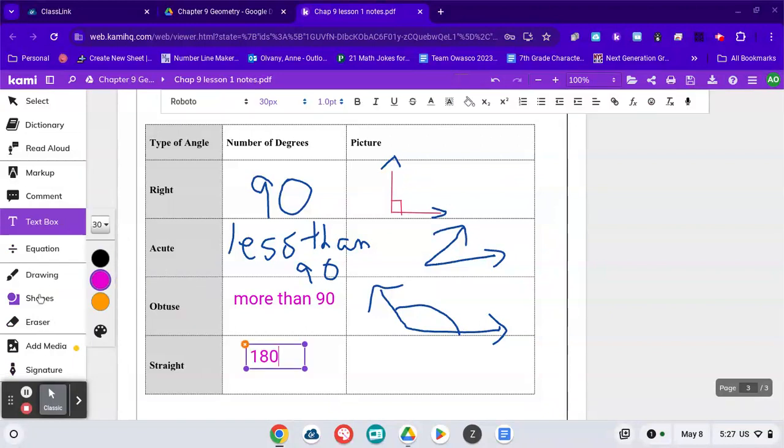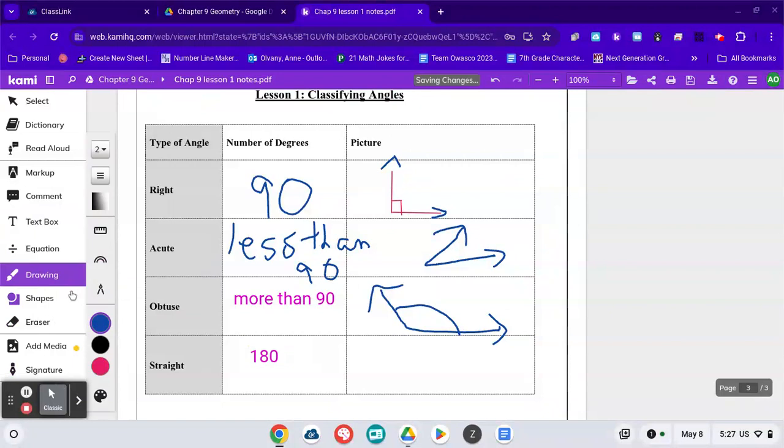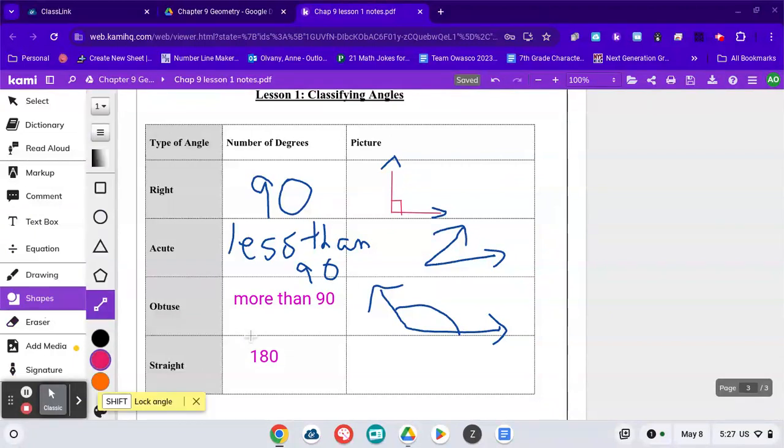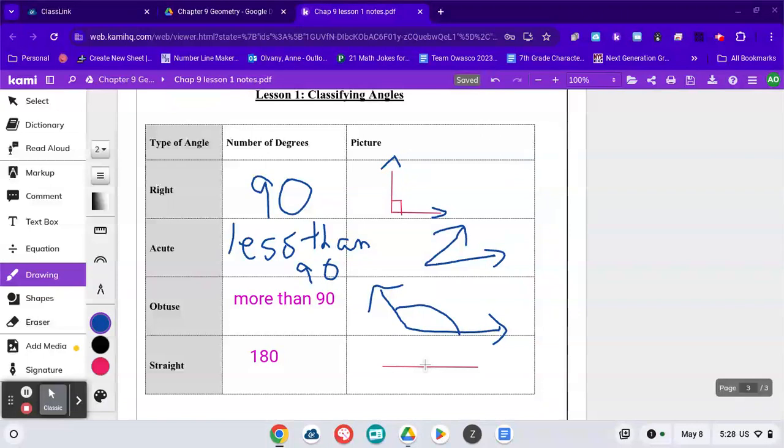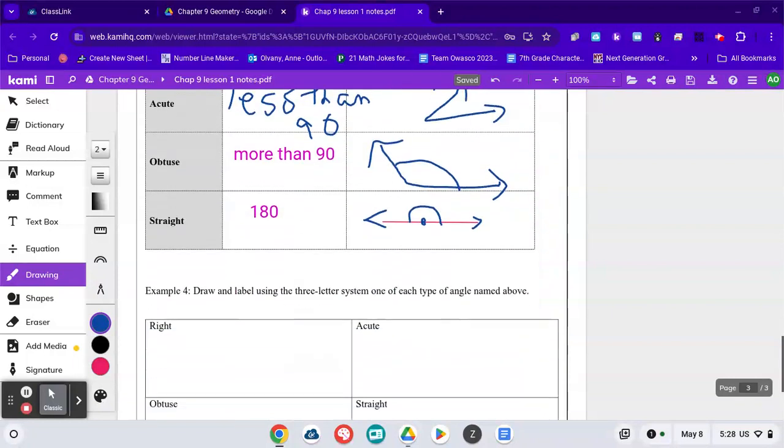And then a straight angle is 180 degrees, and that looks like this. You have a point somewhere in the middle, so you've got a ray going this way to the right and a ray going this way to the left, and it's 180 degrees. If you actually draw one of those protractor shapes, that's 180 degrees.